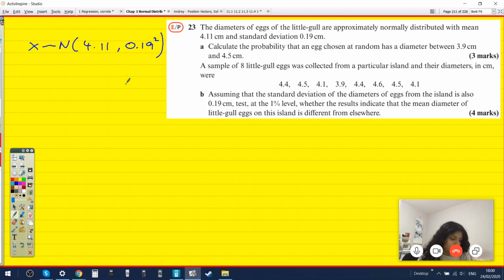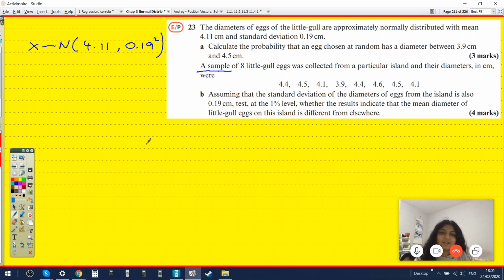Yeah, but you can't use that in the hypothesis test. Like that's the thing you're testing, but you need another mu. There's always two mu's. Part A had a mu of 4.11. Do you just assume that it's the same? It is the same. They said it's the same. What? This is a sample from these eggs. I don't think this was a sample because it says assuming that the standard deviation from this island is also 0.19.